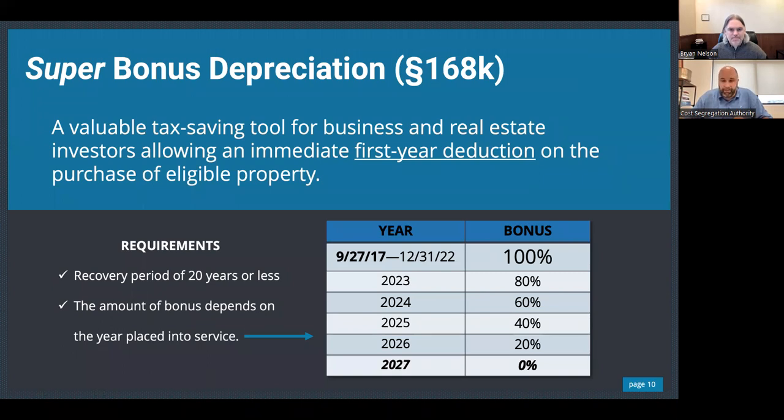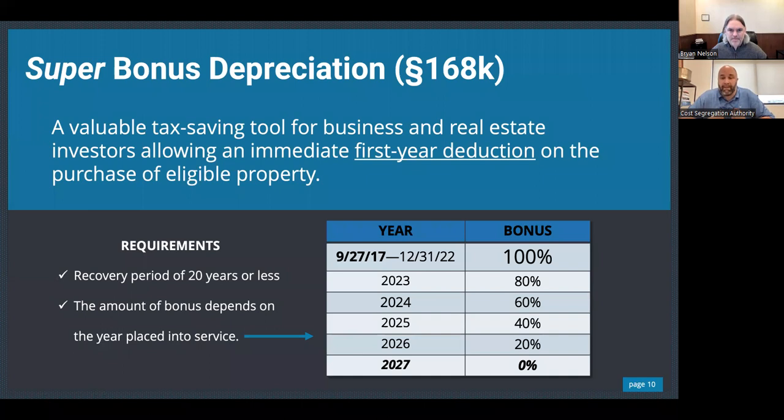So now any properties placed in service, and you can see down here the table, any properties placed in service between 9/27 of 17 and 12/31 of 2022 are now eligible for 100% bonus. And remember, it only has to be new to me, the investor.